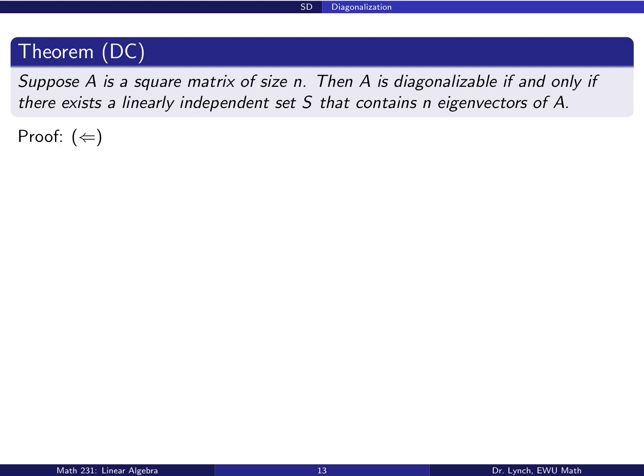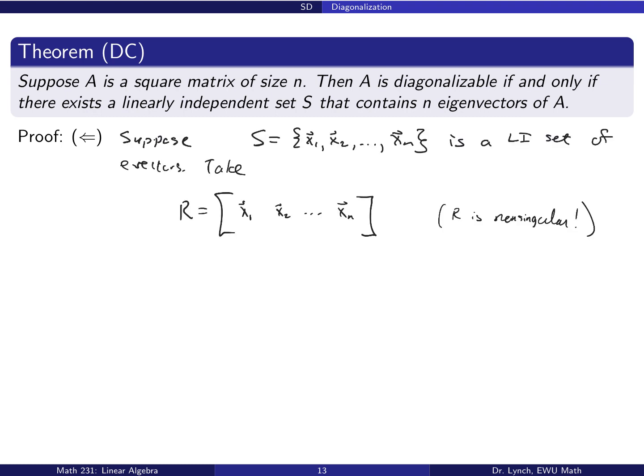So here's a theorem. Suppose that A is a square matrix of size n. A is diagonalizable if and only if there's a linearly independent set S that contains n eigenvectors of the matrix A. This is a pretty cool proof that uses matrix multiplication as linear combinations of columns. We'll start with the assumption that S equals {x1, x2, ..., xn} is a linearly independent set of eigenvectors. Let's take the matrix R to be the matrix with those eigenvectors as columns. Now, of course, R is non-singular, since its columns are linearly independent.